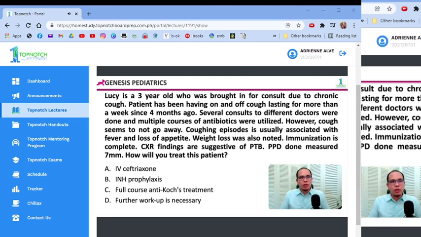Lucy is a 2-year-old who was brought in for consult due to chronic cough. Okay, on and off cough lasting for more than a week since 4 months ago. So, apat na buwan na siyang inuubo, medyo mga 1 week daw tumatagal. There are different consults with multiple courses of antibiotics. However, the cough seems not to go away. Okay, so hindi siya nawawala, chronic.